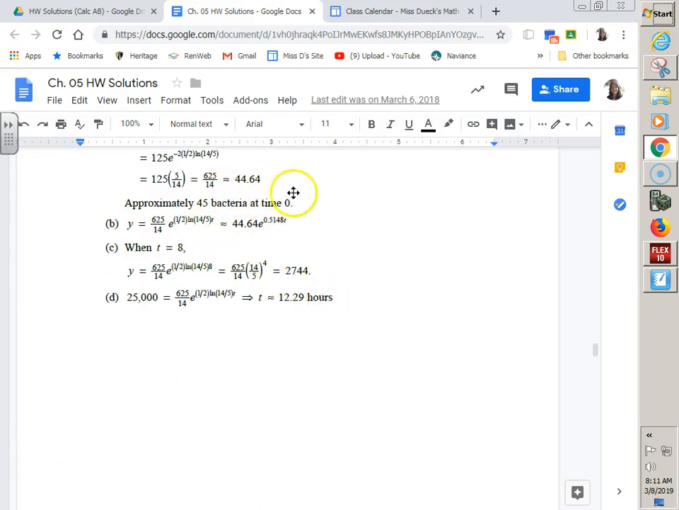With all of those solved for, you guys should have been able to make your general equation for y, plug in for letter C, t was 8, and find the number of bacteria. And then letter D was setting the number of bacteria equal to 25,000 and using algebra to get t by itself. A couple more seconds if you guys are solving for any of that.